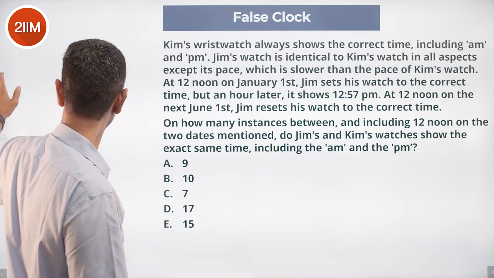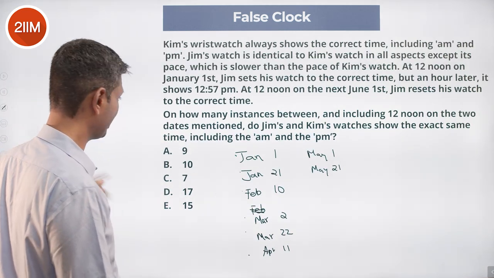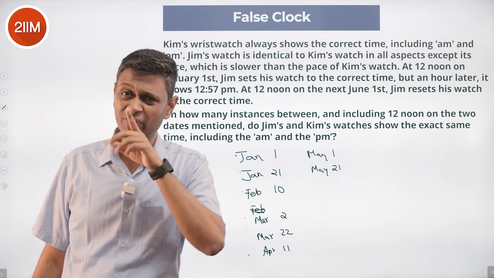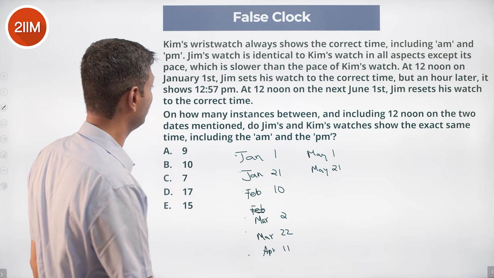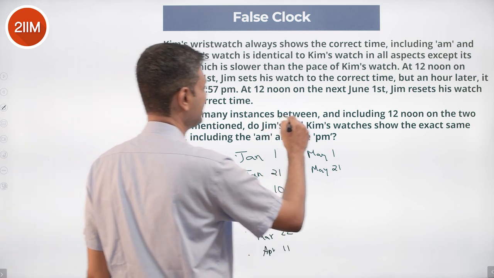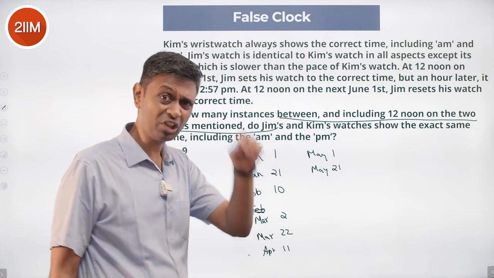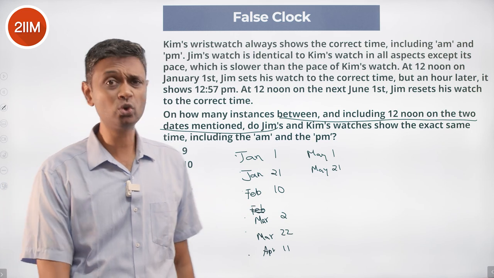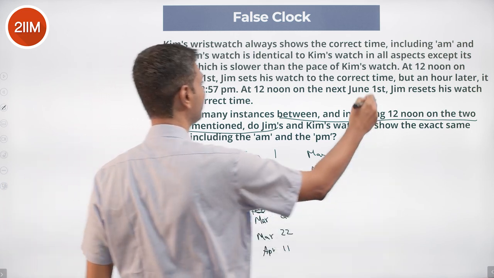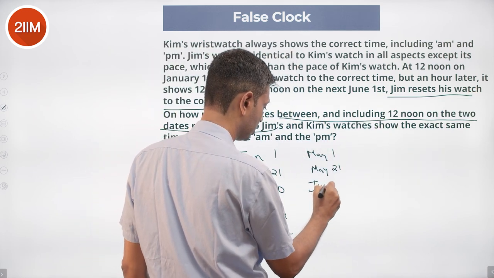I did this far, and then I was super peeved that the choice 8 wasn't there. The question setters, in a very sly fashion, have included this beautiful thing: in between, and including 12 noon on the two dates mentioned. I read this again, and then I said, anyway, on June 1, it won't match. No, on June 1, it will match, because Jim resets his watch to the correct time. So June 1 will get counted.